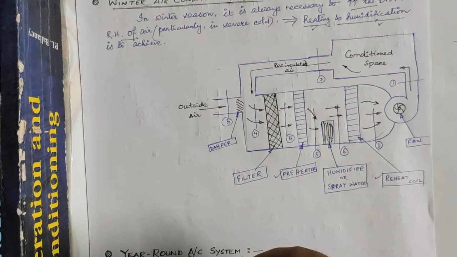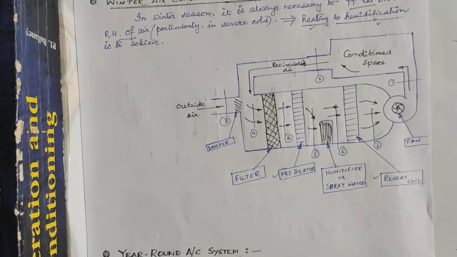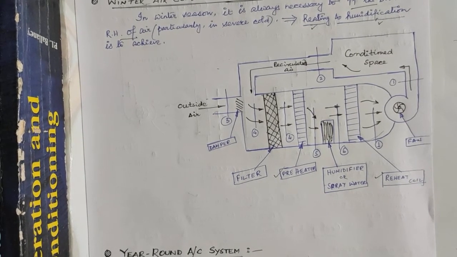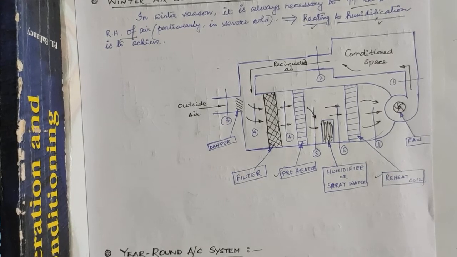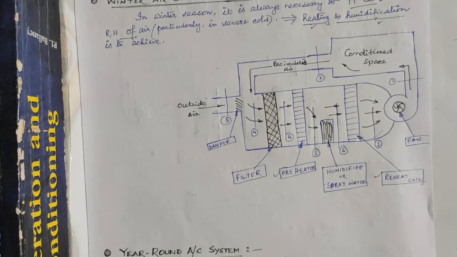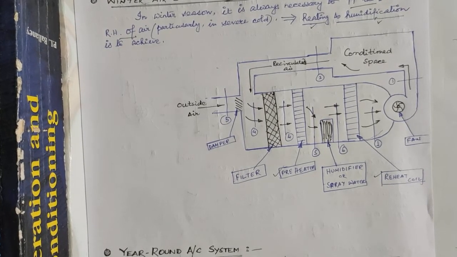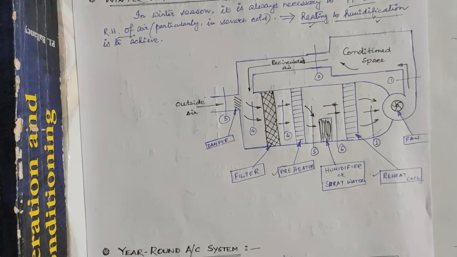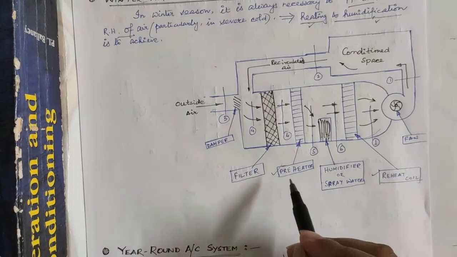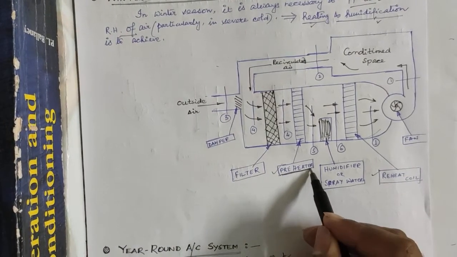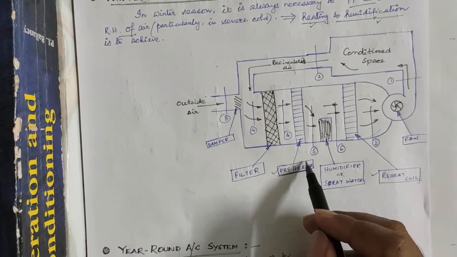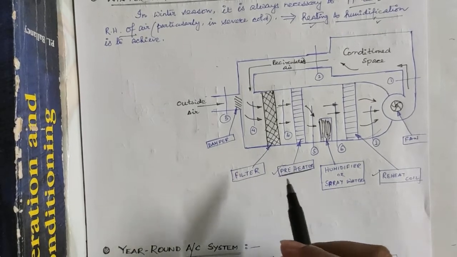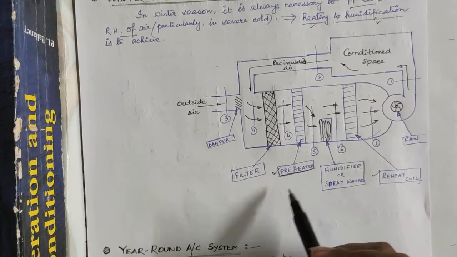These two airs, the outside fresh air and the recirculated air obtained from the conditioned space, are mixed in a proper ratio and pass to the filter, where the impurities, dust or dirt present in the air will be removed. That mixed air is now made to pass over a preheat coil. In summer air conditioning, we used one heating coil and one cooling coil, but in winter air conditioning, we have to use one preheat coil or preheater.